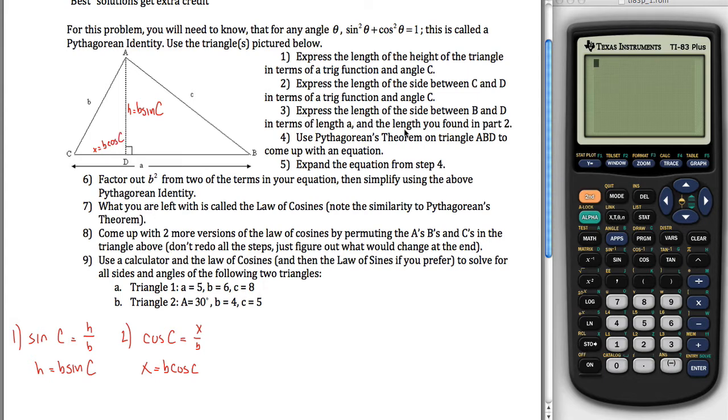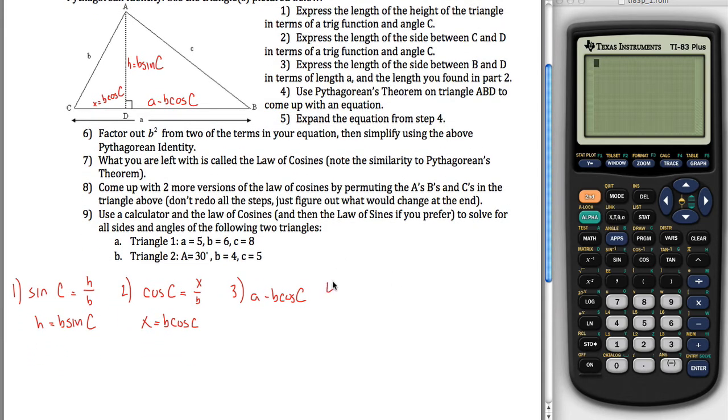Number 3, express the length of the side between B and D, this thing right here, in terms of length A. So A is the total length, and this guy I just found. So this side is not A the whole way, but it's A minus this thing. In other words, it's A minus B cosine of C.